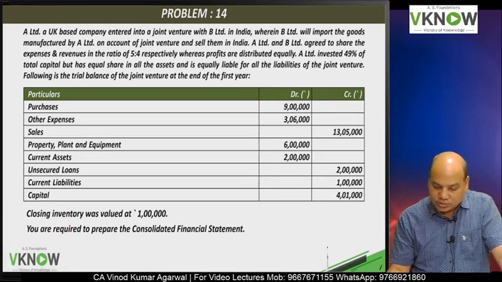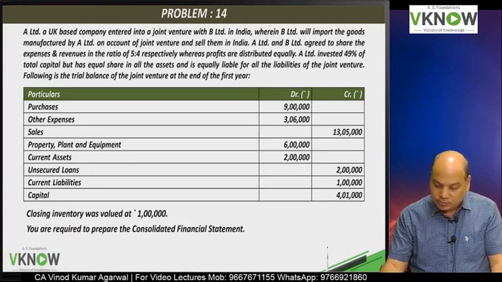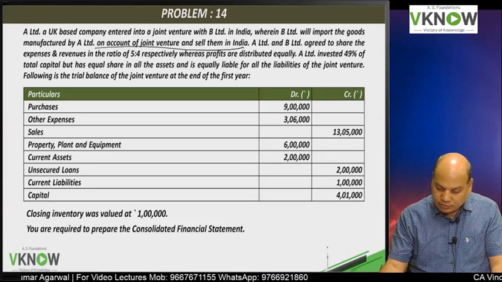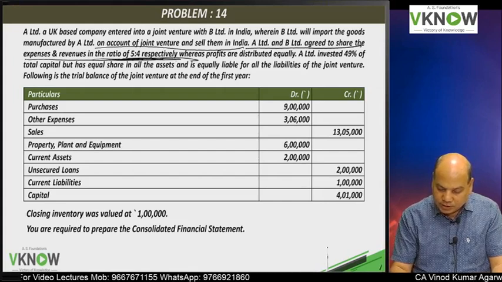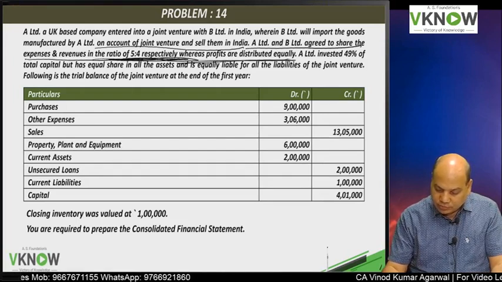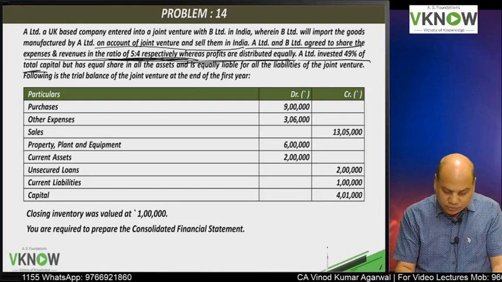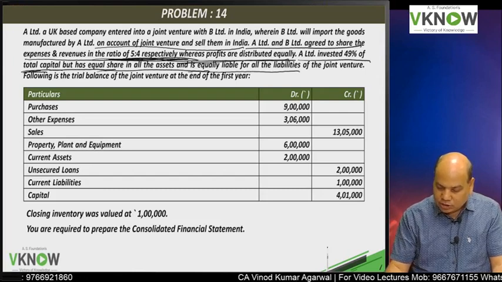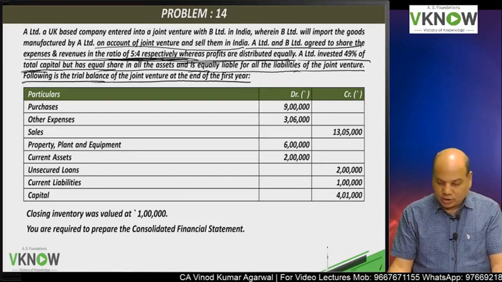A Limited, a UK based company, entered into a joint venture with B Limited in India, wherein B Limited will import the goods manufactured by A on account of joint venture and sell them in India. A and B agreed to share the expense and revenue in the ratio of 5:4 respectively, whereas the profits are distributed equally. A Limited invested 49% total capital but has equal share in all the assets and is equal liability for all the liabilities of the joint venture. Following is the trial balance of the joint venture at the end of the first year.